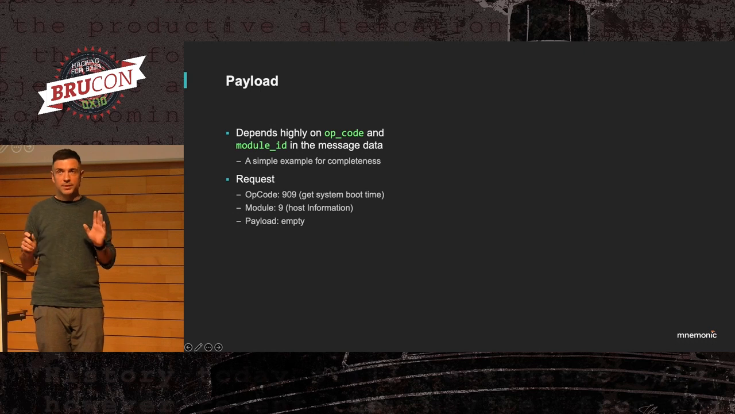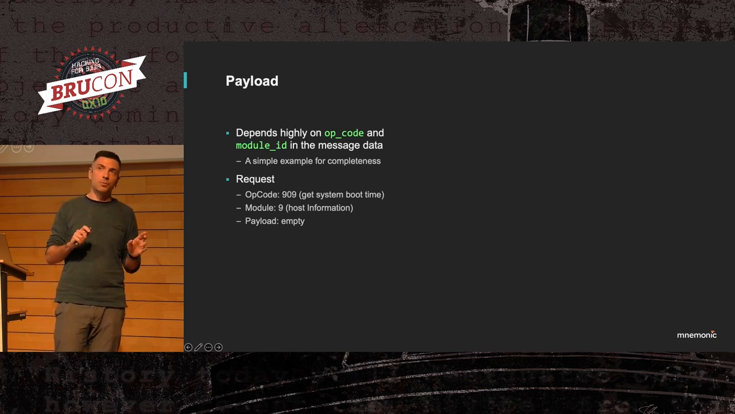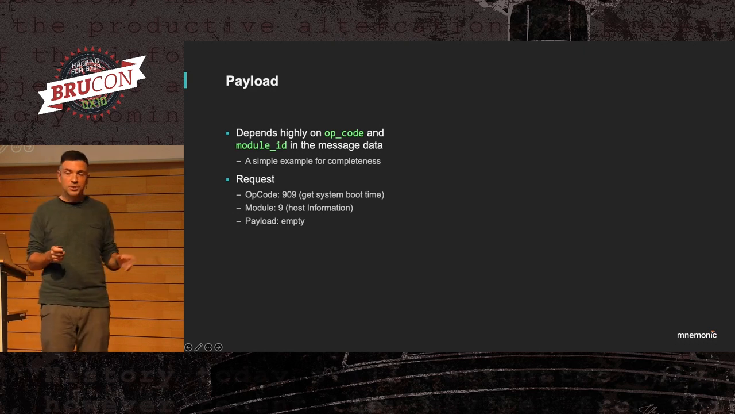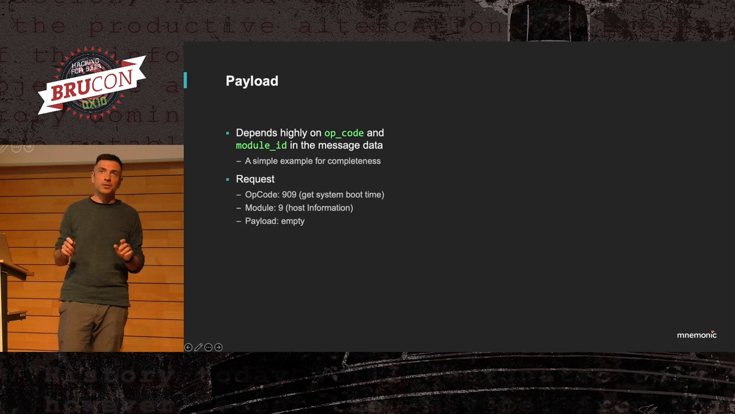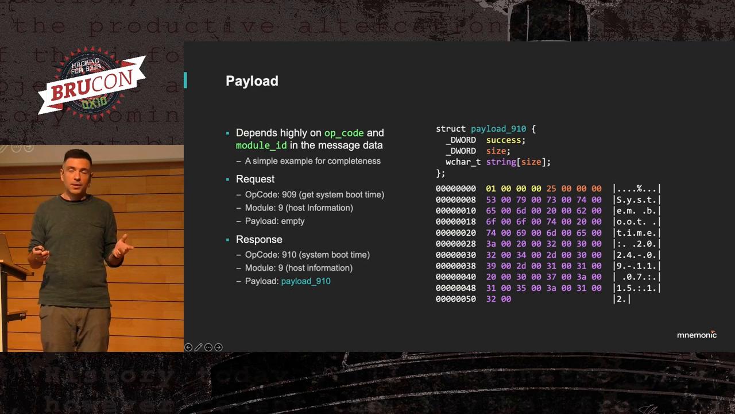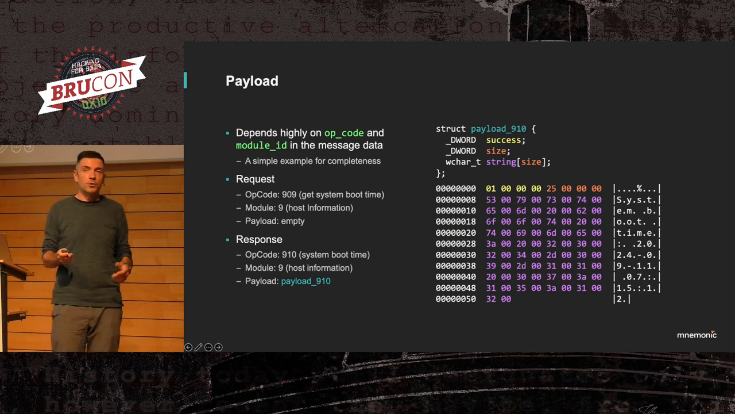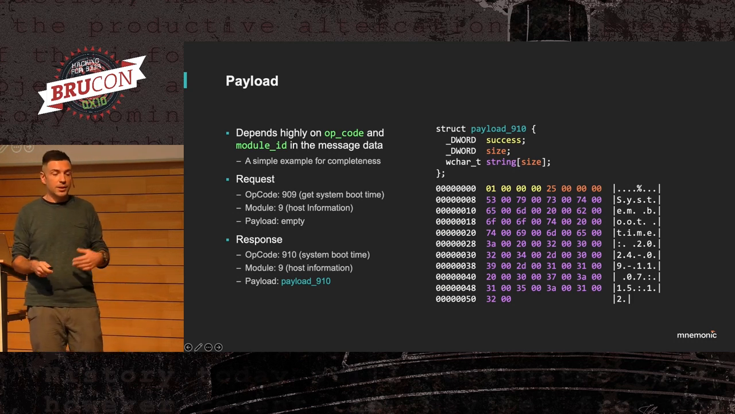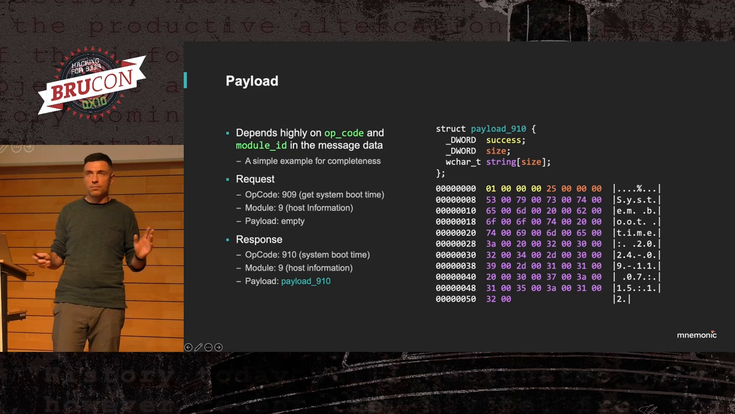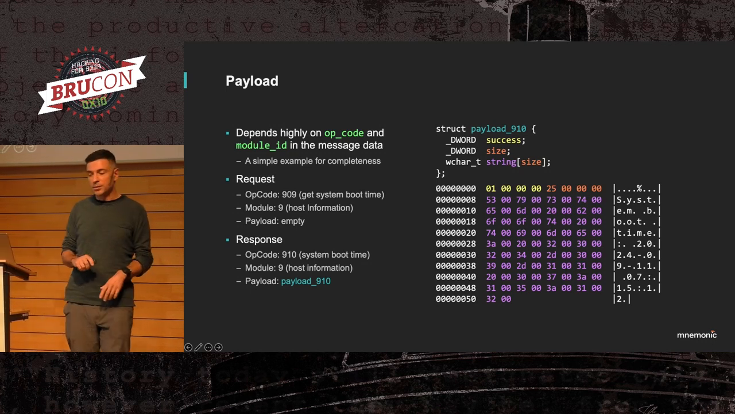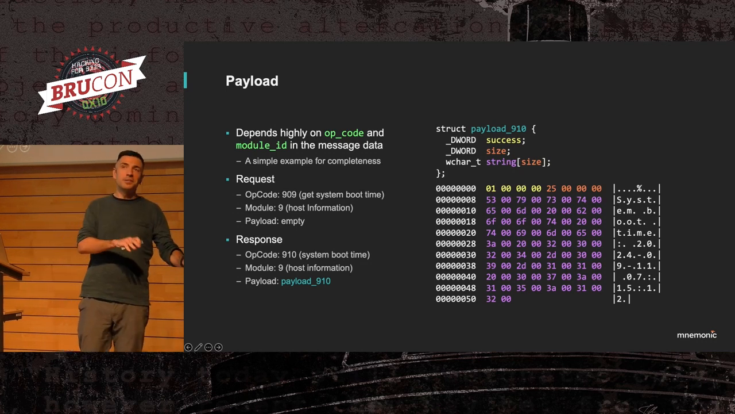Let's say you want to get the system boot time. You need to have module number 9 loaded into process memory, and you have to send a request for opcode 909. There are no arguments to getting the system boot time, so the actual payload is empty. In the response, you'll get a simple structure. The first is a word designating whether it was a success or a failure, and then a string with its size, which says something like, the system boot time is 2024.09.11, and so on. So that is how that works, and there's a lot of work getting all the way here.